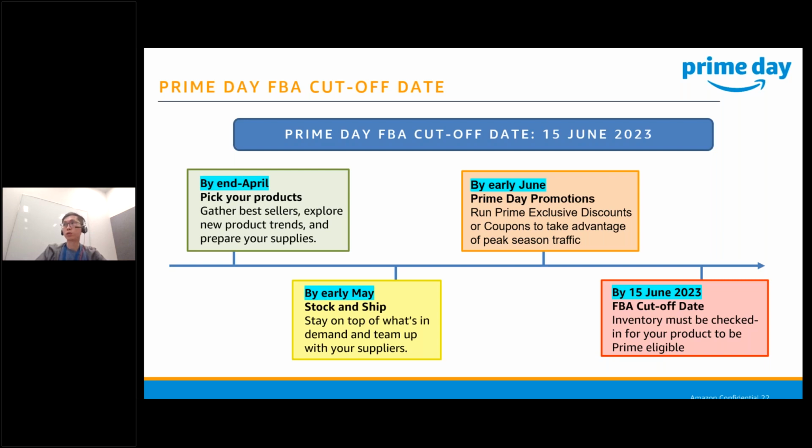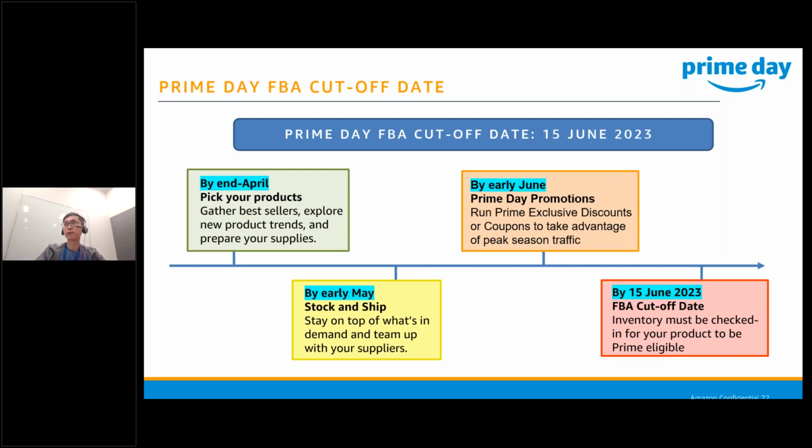Then by early June, this is the Prime Day promotion period. At this period, you should ideally start to run some Prime exclusive discounts or coupons to take advantage of the peak season traffic, because the Prime Day date is not known beforehand. There will be shoppers who are getting prepared and browsing items on a daily basis, so the traffic usually will be a lot before Prime Day.